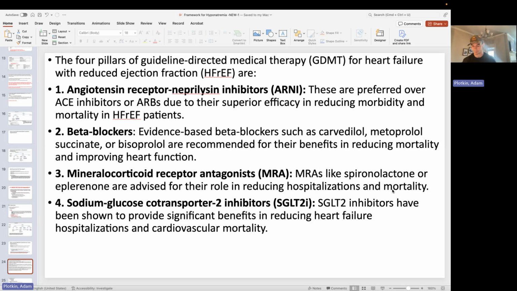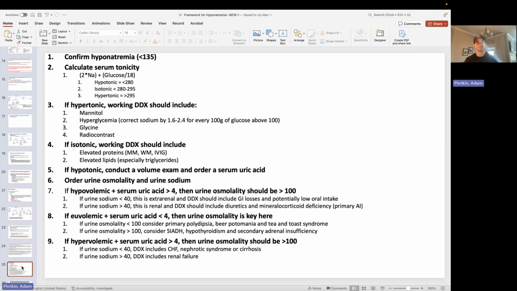There's mineralocorticoid receptor antagonists like spironolactone and eplerenone. And then there's SGLT2 inhibitors like empagliflozin and canagliflozin. So those are our 4 pillars there. Remember, reduced ejection fraction is usually considered less than 40%. To calculate my patient's ejection fraction, we take the stroke volume divided by the end diastolic volume. I have other lectures on heart failure too, so we'll go over those then.